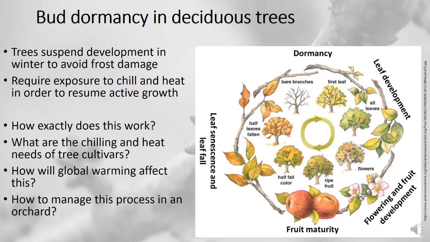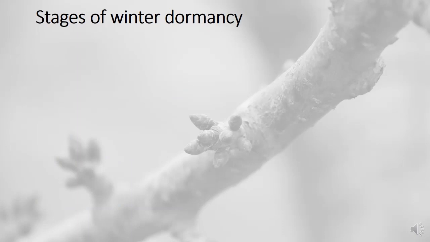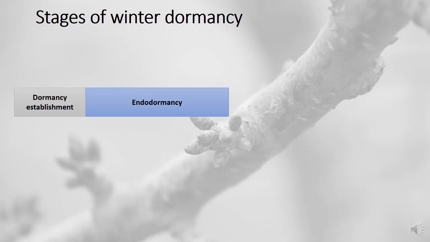Ultimately, the question is, how do we manage this process in an orchard, and how do we ensure that the orchards that many farmers depend on are fit for the future that is likely going to be a little bit warmer than the current time? What we are pretty sure about is that buds during winter undergo several stages of winter dormancy. At some point in maybe late summer or early fall, buds establish their dormancy and enter what is known as the endodormancy period. This is followed by a so-called ecodormancy, which eventually is terminated by bud burst.